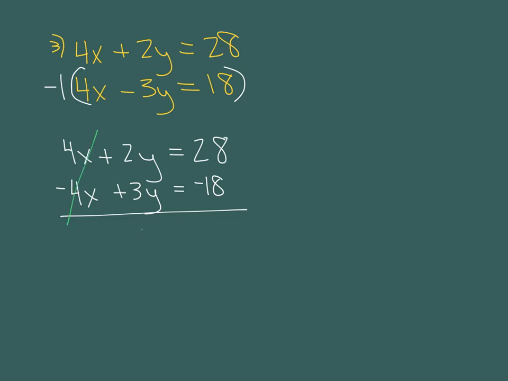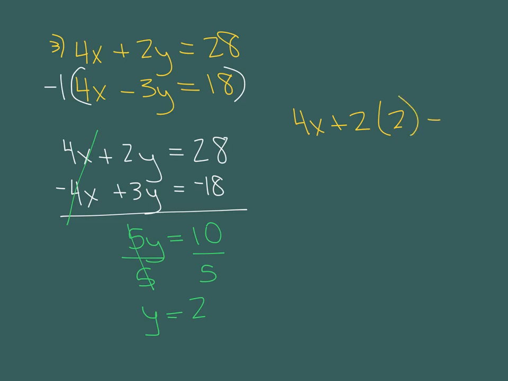Then 2y plus 3y is 5y. 28 minus 18 is 10. I'm going to go ahead and solve for y by dividing both sides by 5, and I get y equals 2. So again, you can go back into either equation and plug that in. I'm going to plug it in the first one just because. So I've got 4x plus 2, instead of y, since we know that y equals 2, equals 28.